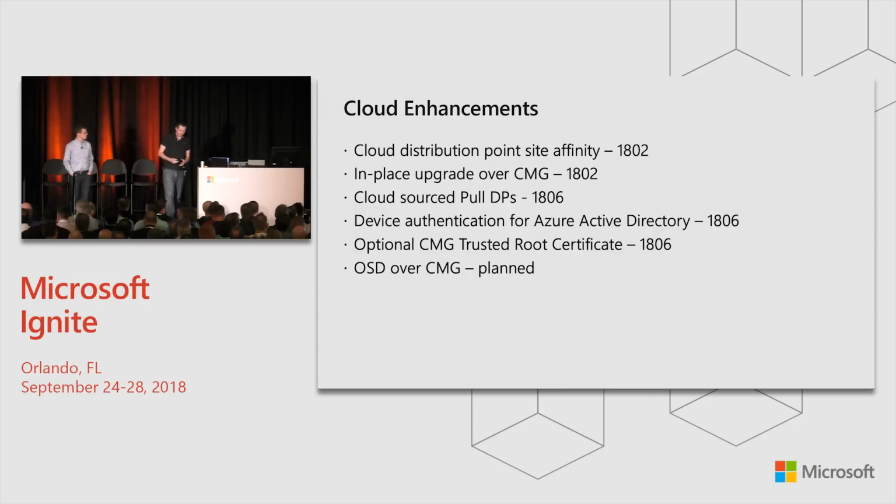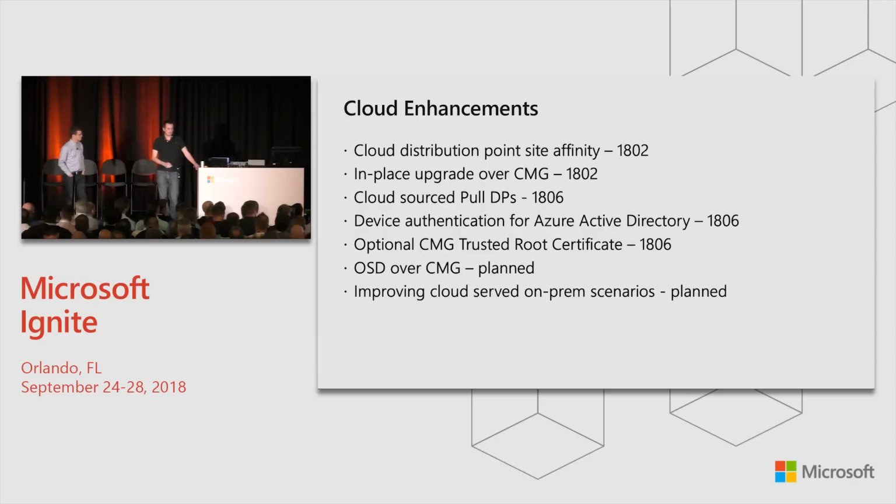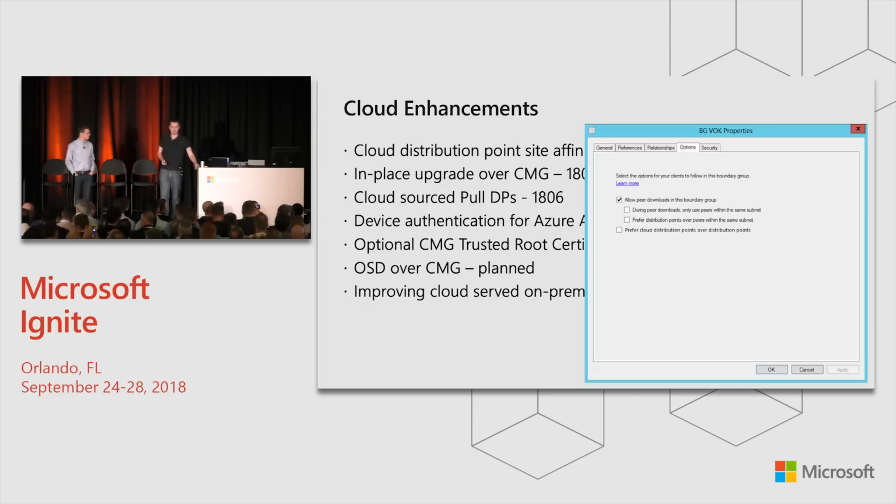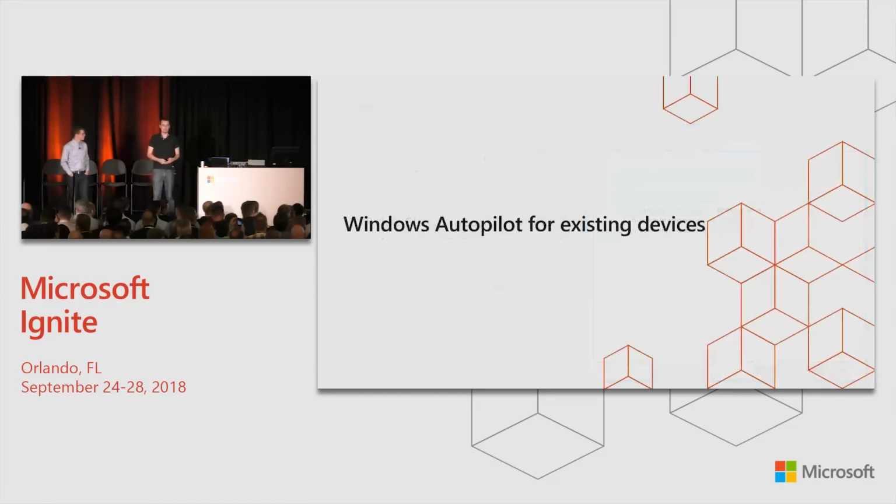In terms of roadmap, we know that there's a number of areas that we've started for operating system deployment over CMG. So we're going to look at how we can expand that, things like download when needed, maybe even PXE and media support. But we're going to see how far that can go. And then finally, the improving of those cloud-served on-prem scenarios that I talked about with the pool distribution points. Screenshot courtesy of Karim on the front row, the ability to specify on a boundary group to prefer cloud distribution points for that known boundary group.